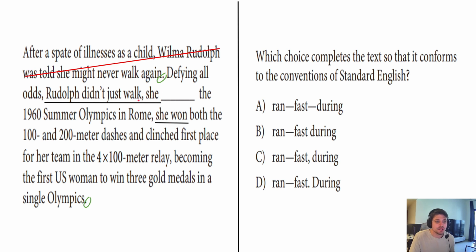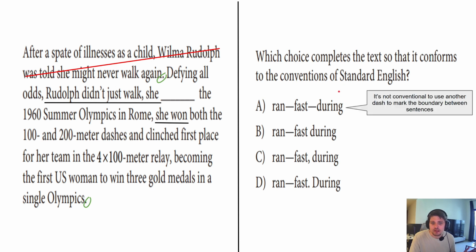So, could I say Rudolph didn't just walk, she ran, dash, fast, dashed during the 1960 Summer Olympics in Rome? Absolutely not. Okay, we could say Rudolph didn't just walk, she ran fast, period. During the 1960 Summer Olympics in Rome, she won. It's not conventional to use another dash to mark the boundary between sentences. The dashes are just used to separate extra information. All right, so A can't be the answer. What about B?